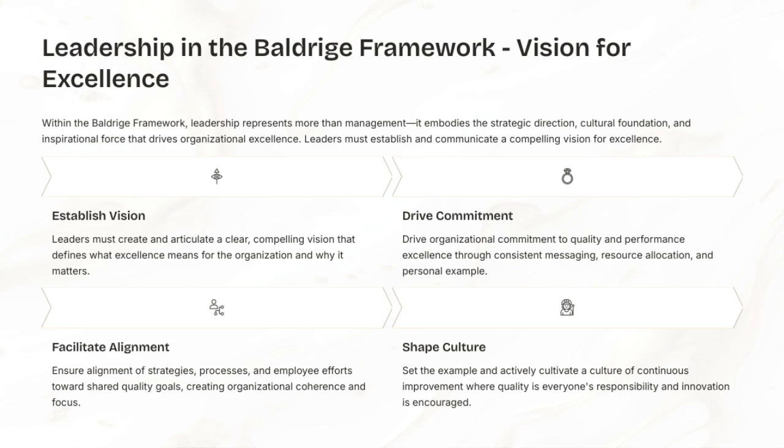Facilitating alignment means driving organizational commitment to quality and performance excellence. We do this through consistent messaging, making sure resources are allocated effectively, and leading by example so that our team sees what commitment looks like in action. And of course, driving that commitment starts with leadership. Leaders need to craft and communicate a clear, compelling vision, one that defines what excellence means for our organization and explains why it's so important.